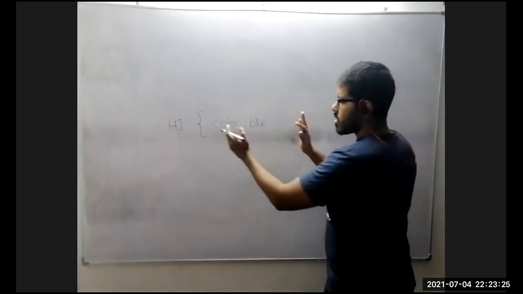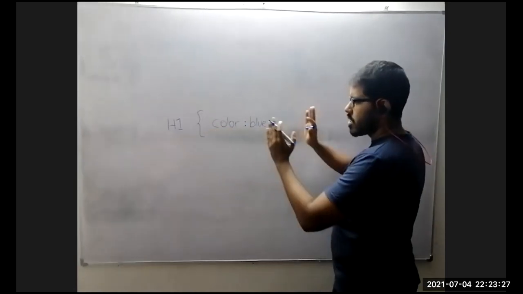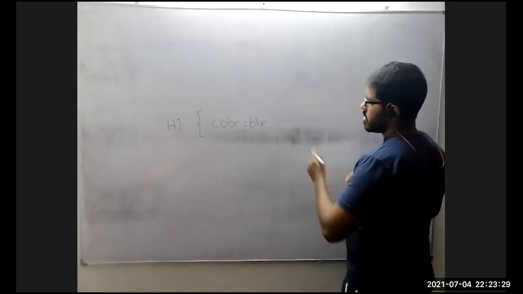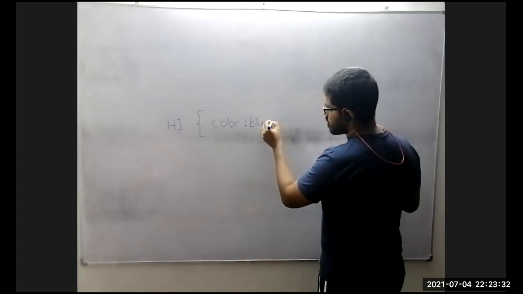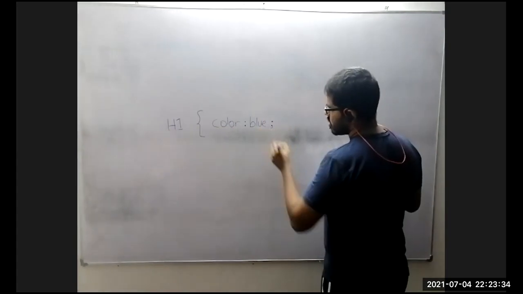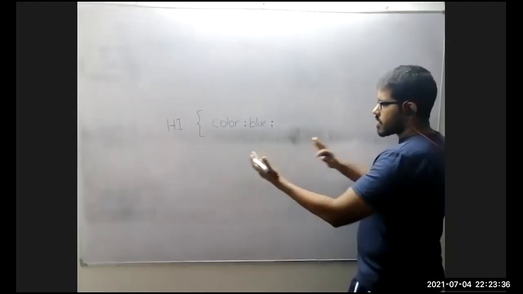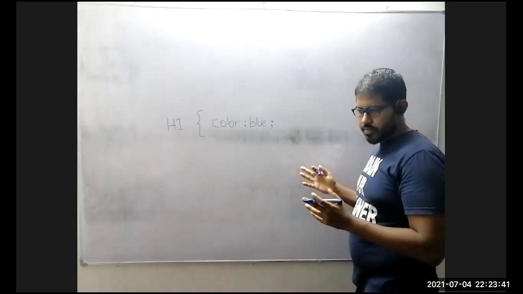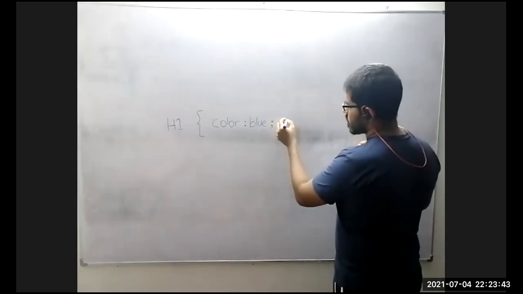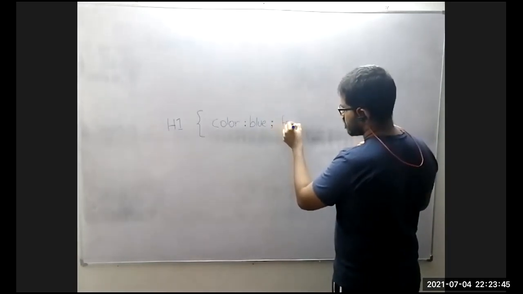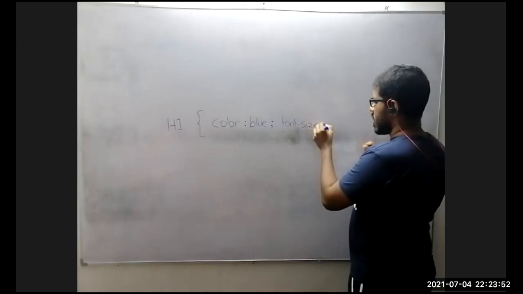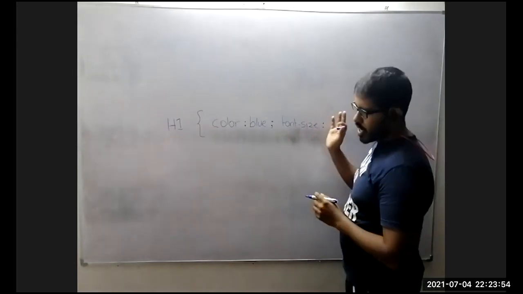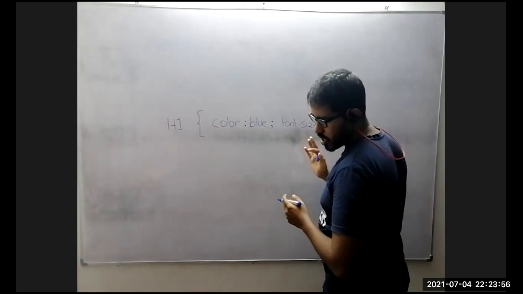So one property I have defined for H1. Then after defining the property, I'm going to use the semicolon. And after the semicolon, I can use another property. There's another one called font size. This is also a property, and this is going to be the value. Font size, let's say 12 pixels.